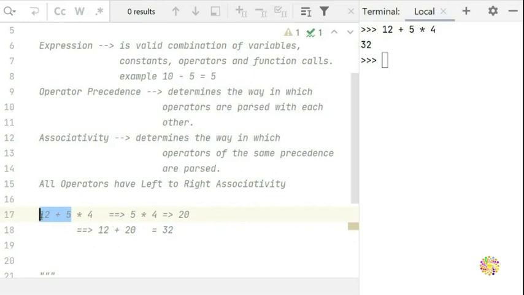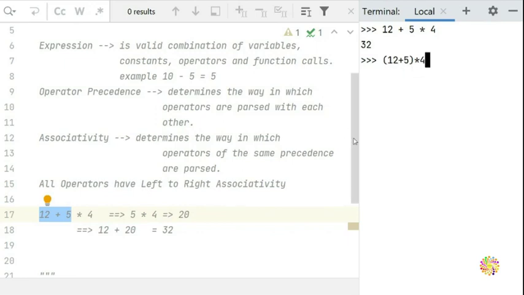But if you want to change this the other way around, say 12 plus 5 first, then that's a different story. If you want to first get 17 and then multiply by 4, you can put parentheses around this. So you can do 12 plus 5 in parentheses, and then multiply by 4. What happens in this case is that Python is going to do the addition first, because that's surrounded in parentheses.